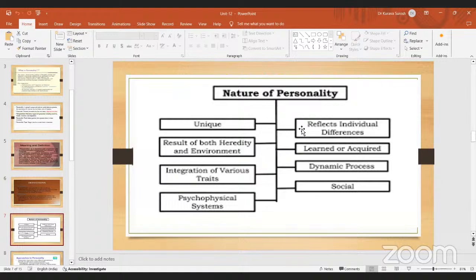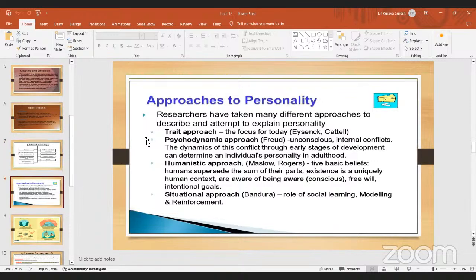Nature of personality: it is unique, the result of both hereditary and integrated traits, psychological symptoms reflective of individual differences, learned, adequate, a dynamic process in a social context. This is a very large topic. That's why we have approaches to personality. Researchers have taken many different approaches to describe and attempt to explain personality traits.